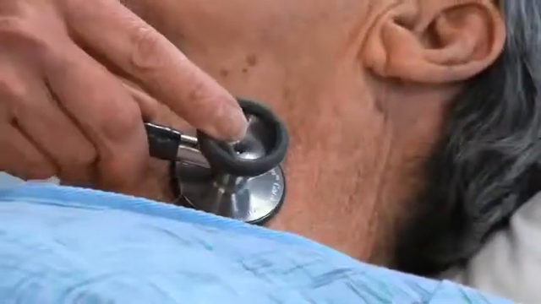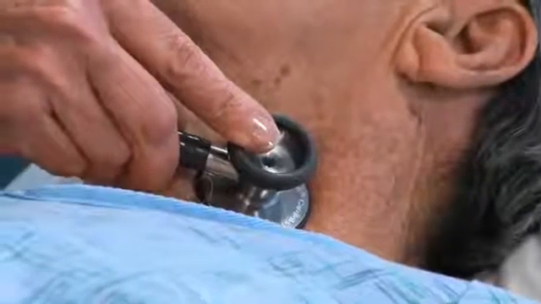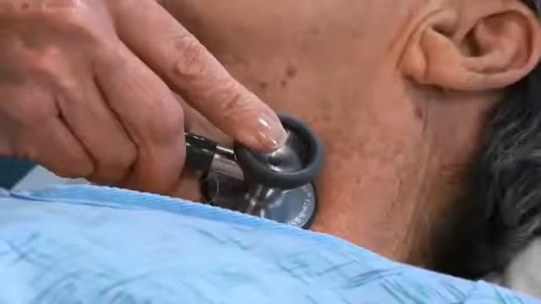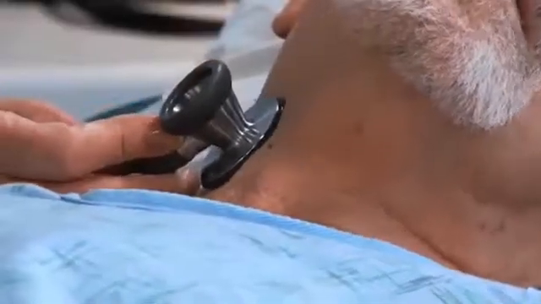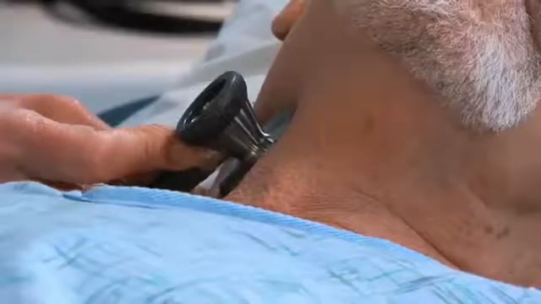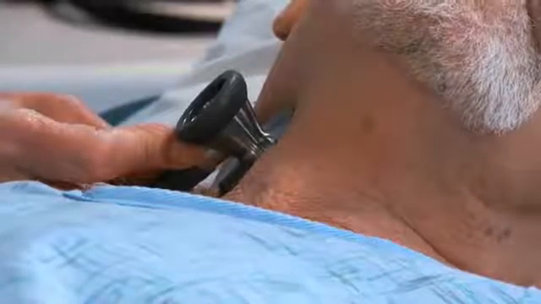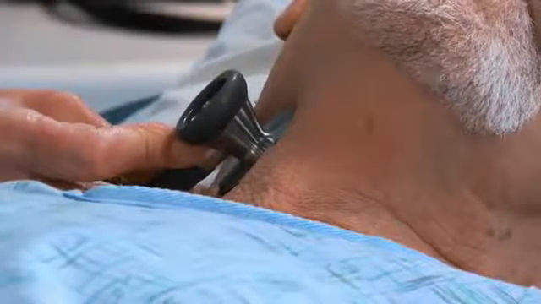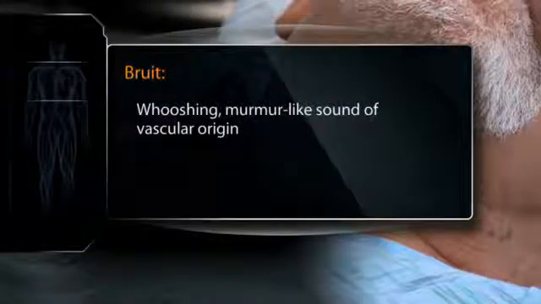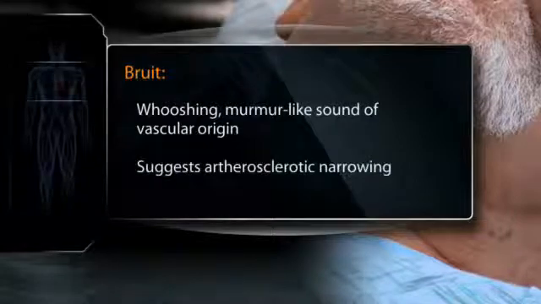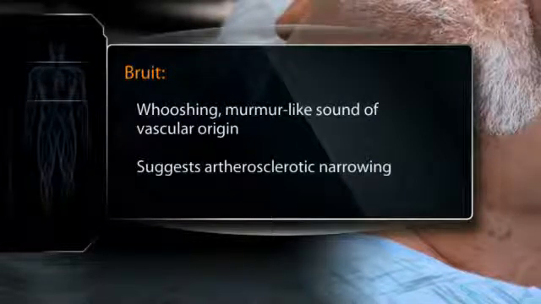Okay, just turn your head a little bit and hold your breath. After palpating the carotid arteries, listen carefully over both arteries with the diaphragm of your stethoscope. Some examiners use the bell. Ask the patient to hold breathing for a moment so that breath sounds do not obscure the sound of turbulent flow. Listen for a bruit, which is a whooshing murmur-like sound, often from atherosclerotic narrowing of the carotid artery.